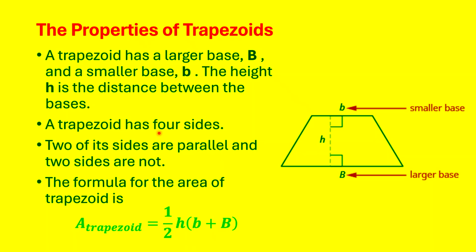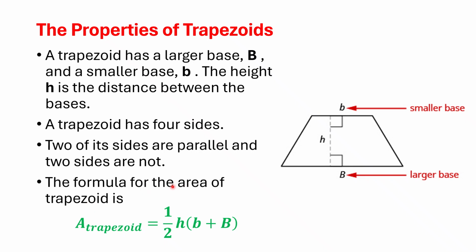A trapezoid has four sides. This side, one side, second side, third side, fourth side. So there are four sides in a trapezoid. Two of its sides are parallel. So the bases are parallel to each other, and the two sides are not parallel with each other.